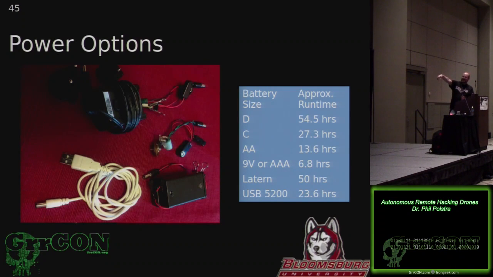The guys on the sides are power supplies. On the top, those are power supplies that run off of 9-volt batteries. And then the one at the bottom has got AAs. Right? And the chart tells you about how long you can run a drone that's running wireless as well, based on the battery size. So if you have 3 or 4 D cells, you can run this thing for essentially 2 days, which isn't bad.